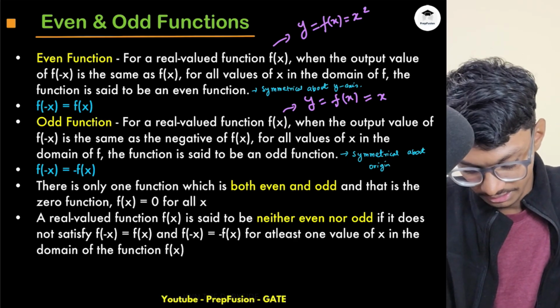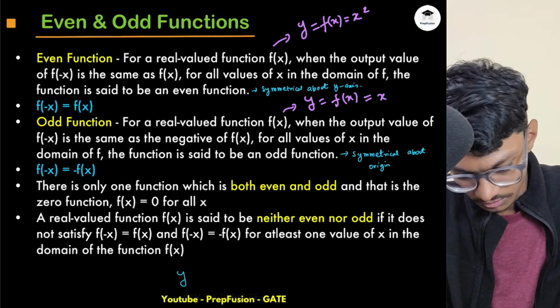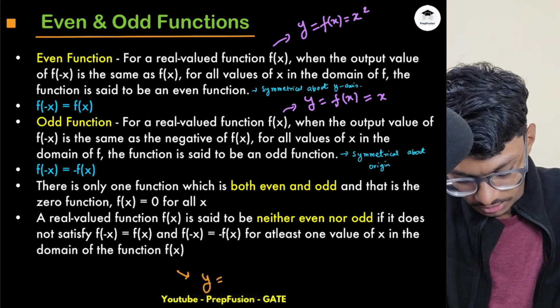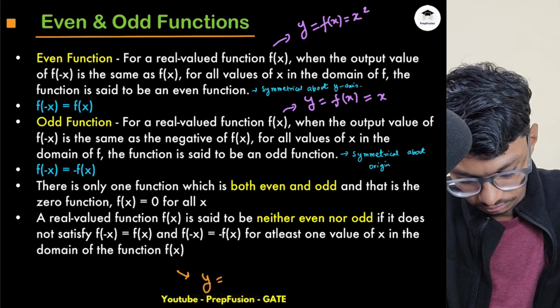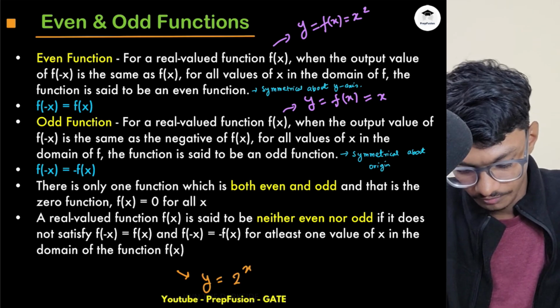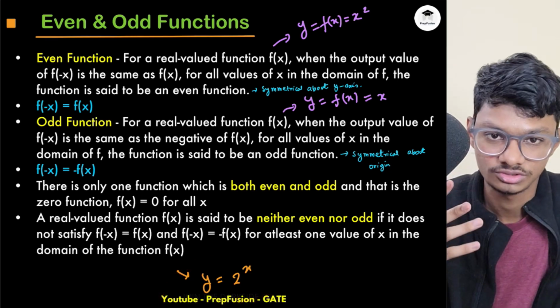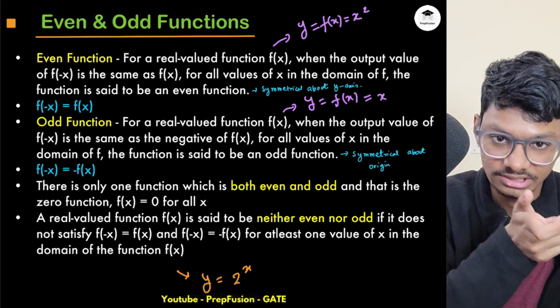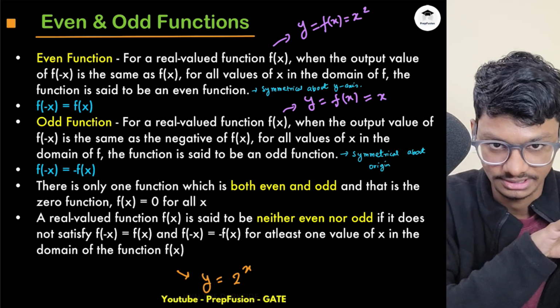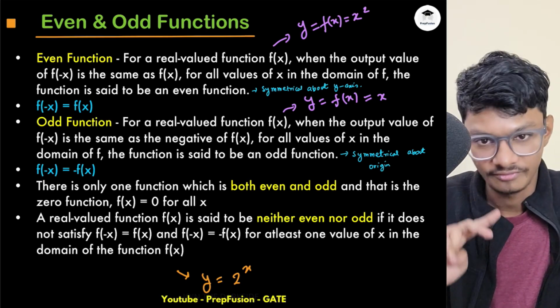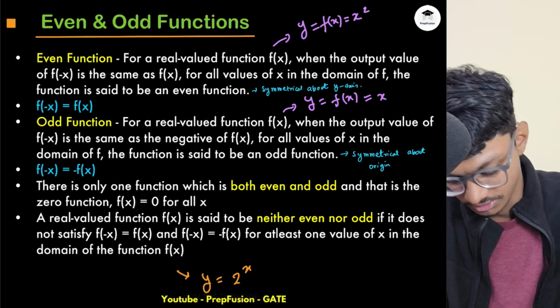So you can take the example of y equals 2 raised to power x, right? If you plot this graph, you will see it is neither even nor odd, because if you replace x with minus x, it will be 2 raised to power minus x. Is there any relationship between these? No, it is basically 1 by f of x.